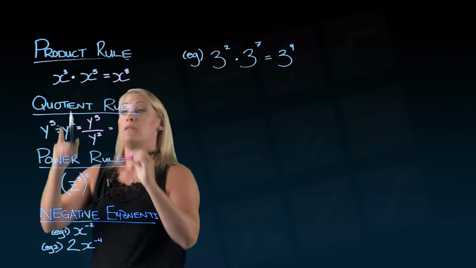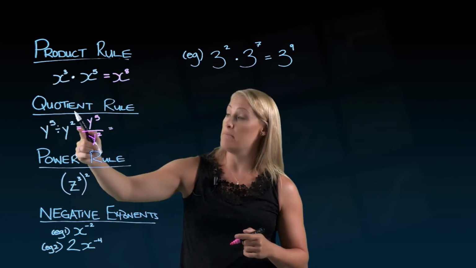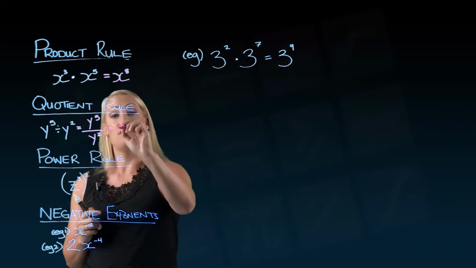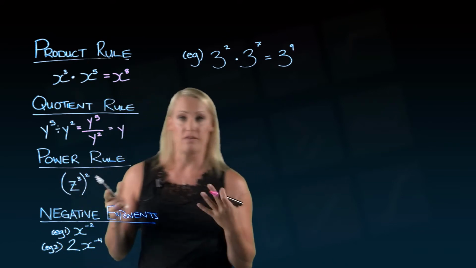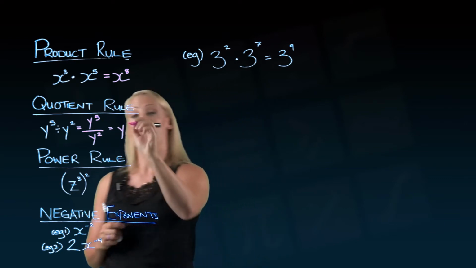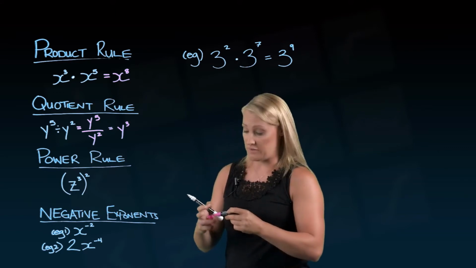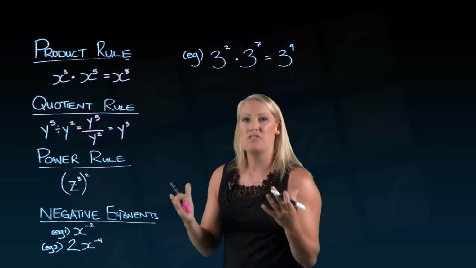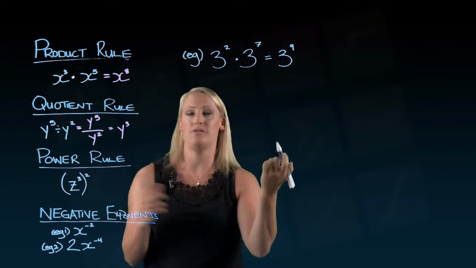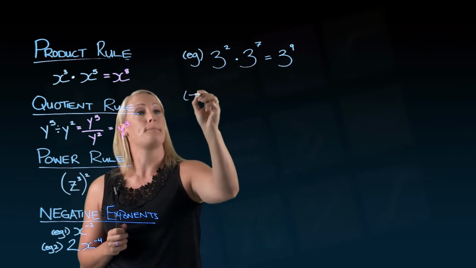And the quotient rule tells us that when we have bases that are the same and I'm dividing, I'm going to have an answer with the same base, and I'm just subtracting this time. So 5 subtract 2 is 3. So y to the power of 3 is my solution in that case. So again, really straightforward. You don't have to struggle too much. You just subtract the exponents. Let's look at a real life example of that one.